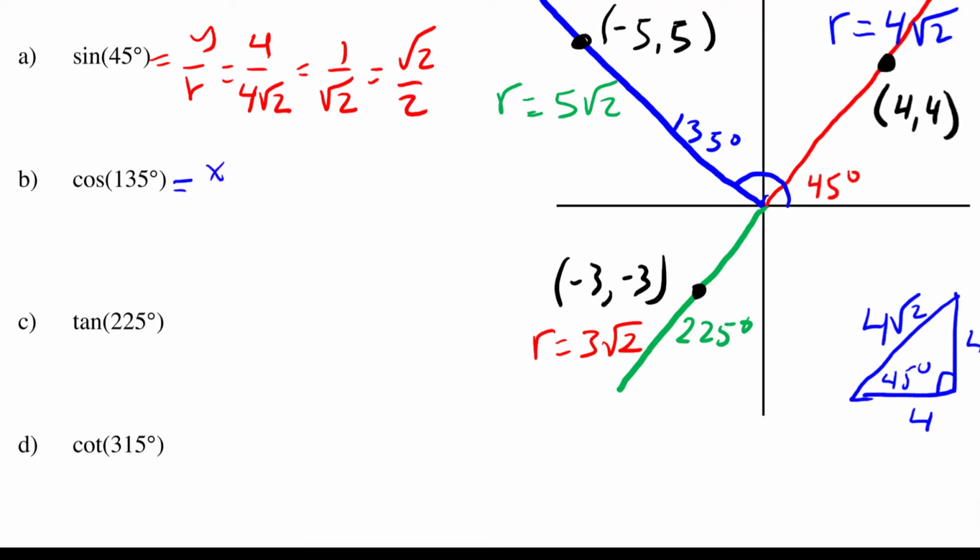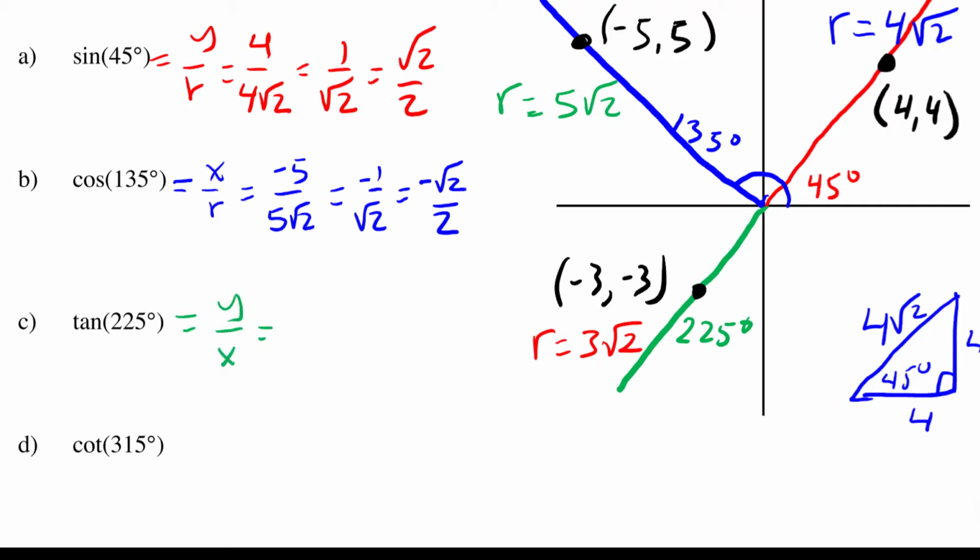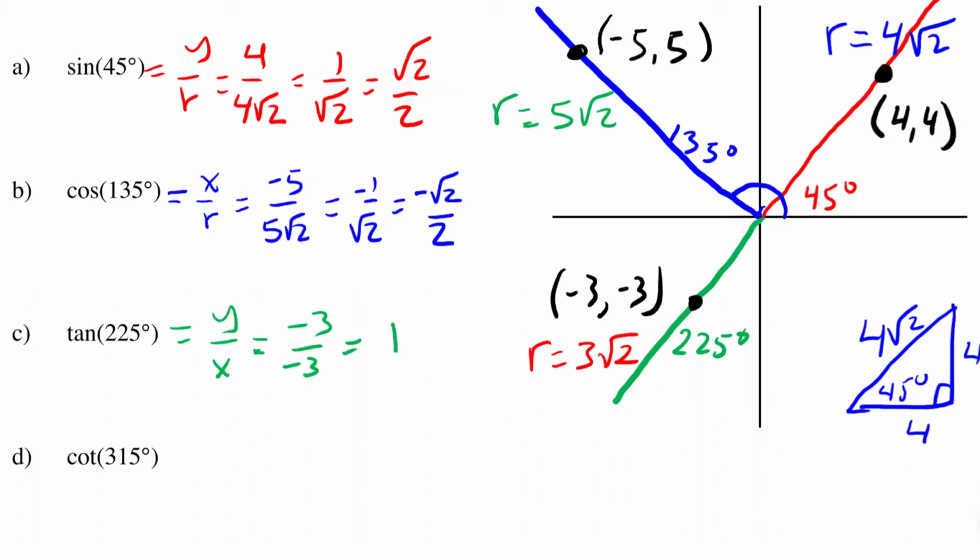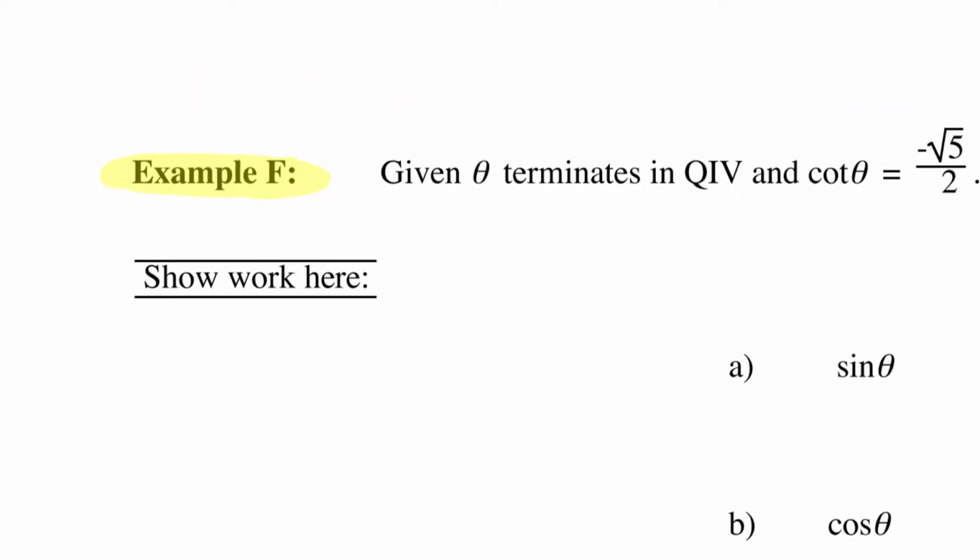In quadrant 2 at 135 degrees, cosine is x over r, which is -5 over 5 radical 2. And we divide out the 5s, we get -1 over radical 2, and rationalize, we get -√2 over 2. So the cosine is negative in quadrant 2, and that makes sense. Only sine is positive in quadrant 2. And in quadrant 3, tangent being y over x, -3 over -3, which is +1, and that makes sense because tangent is positive in quadrant 3.